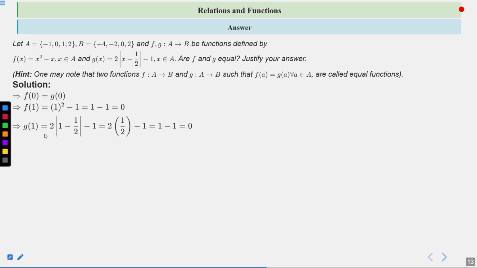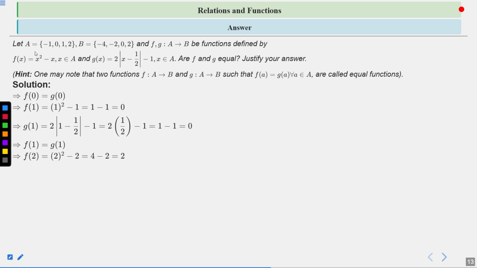Let us check for g of 1. g of 1 will be equal to 2 times absolute value of (1 minus 1) by 2, minus 1. Right, which we will get 2 times 1 by 2. It will cancel out. So 1 minus 1 is equal to 0. So f of 1 is 0, g of 1 is 0, right? So f of 1 is equal to g of 1.